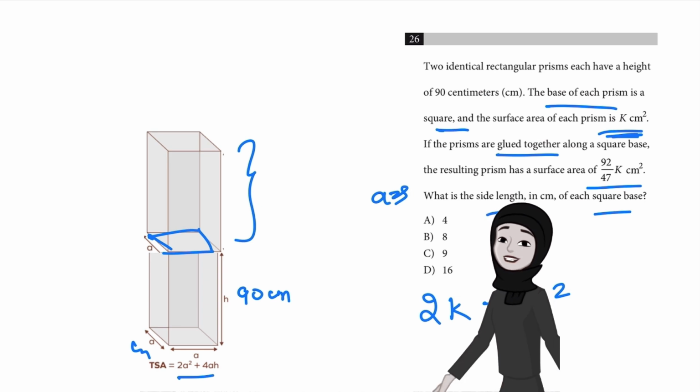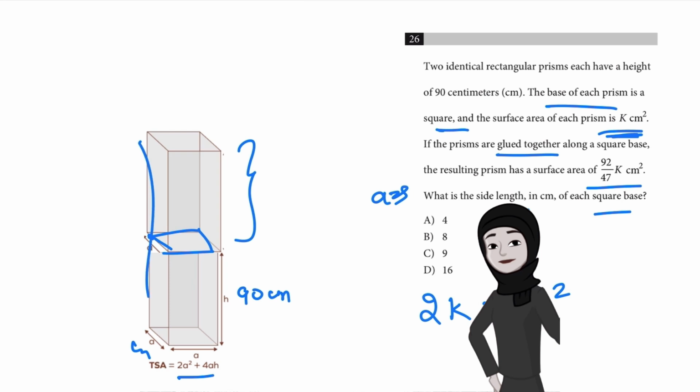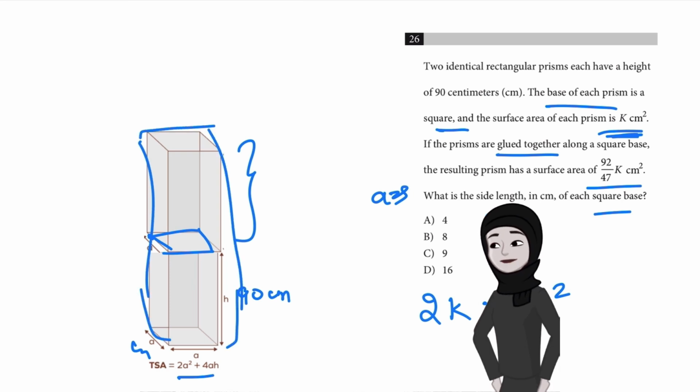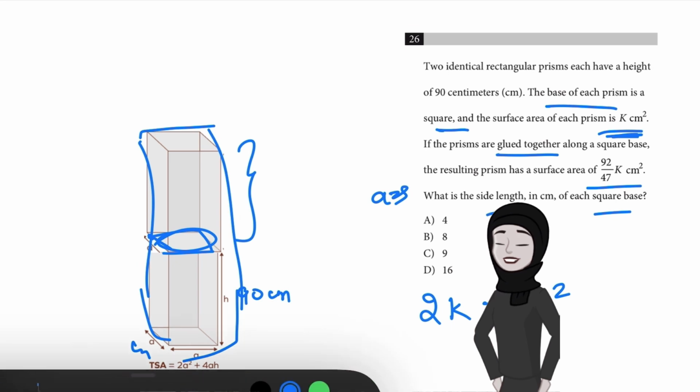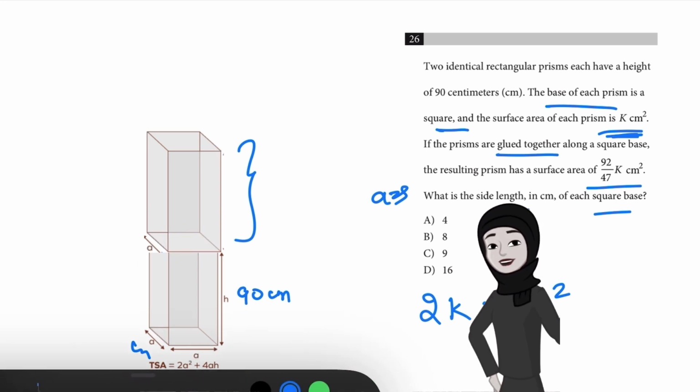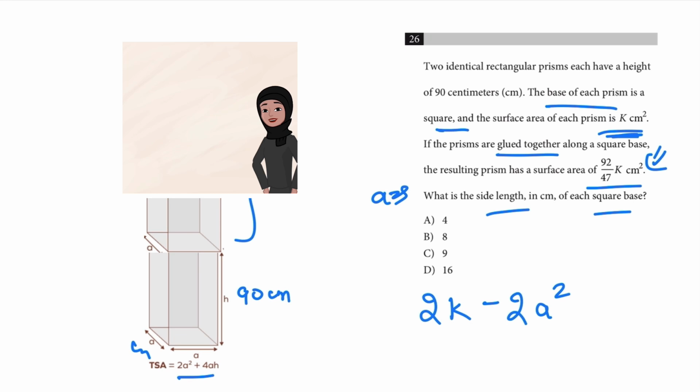I should not add the surface area of that. It's no longer the surface which is exposed. I need only the surface area of the other outer part. Now this part is not there in the surface area anymore. In fact, they have also given the resulting surface area to be 92 by 47 k centimeter square.